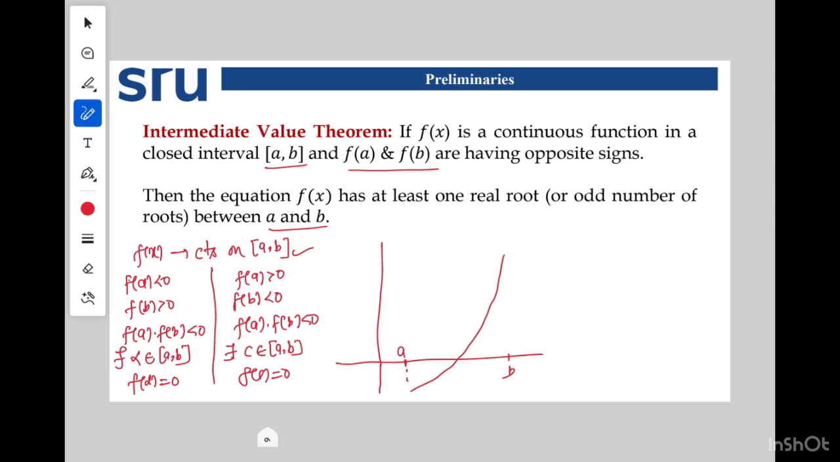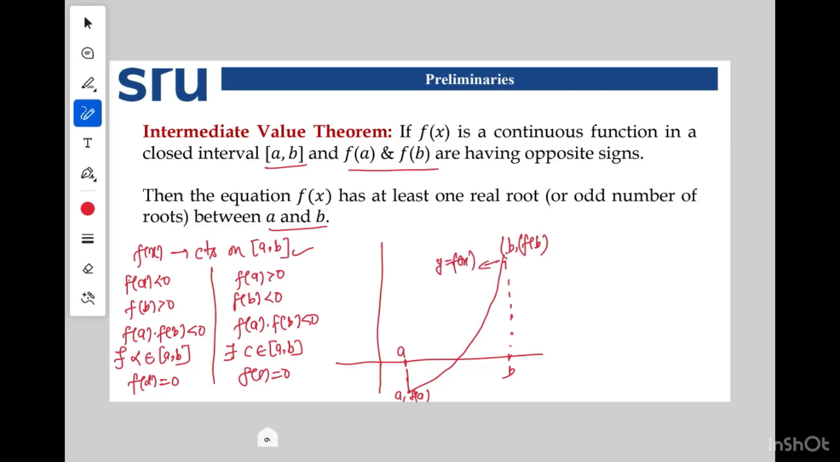So what is this point? This point is (a, f(a)), and this point is (b, f(b)). Okay, so this is basically the graph of y = f(x).